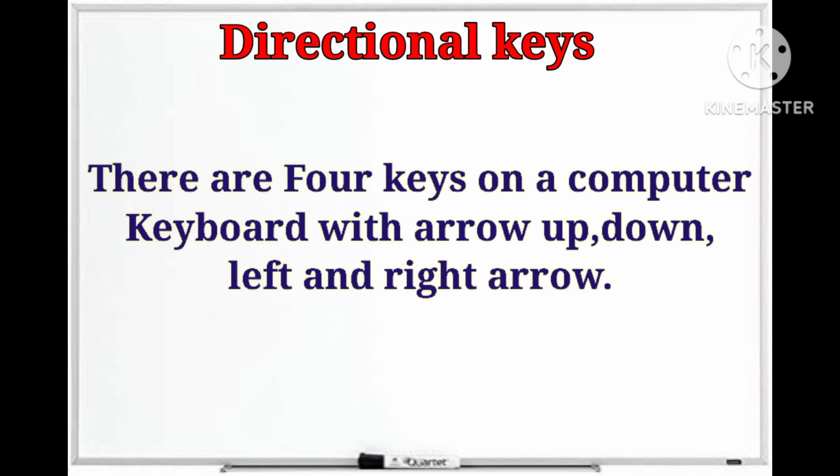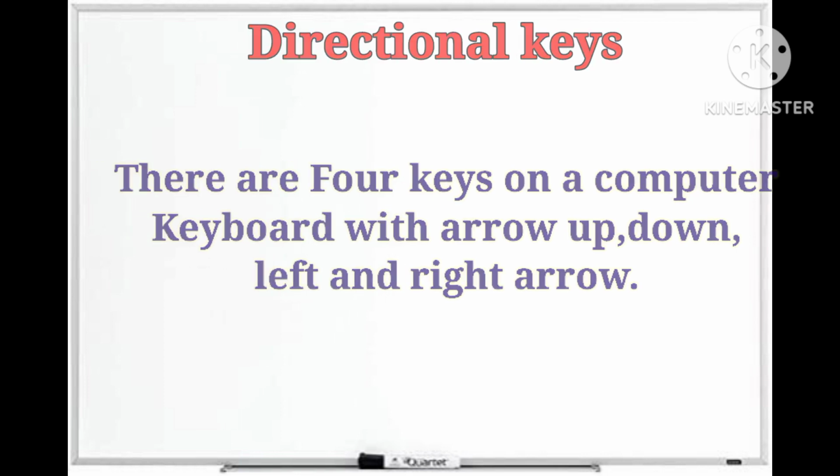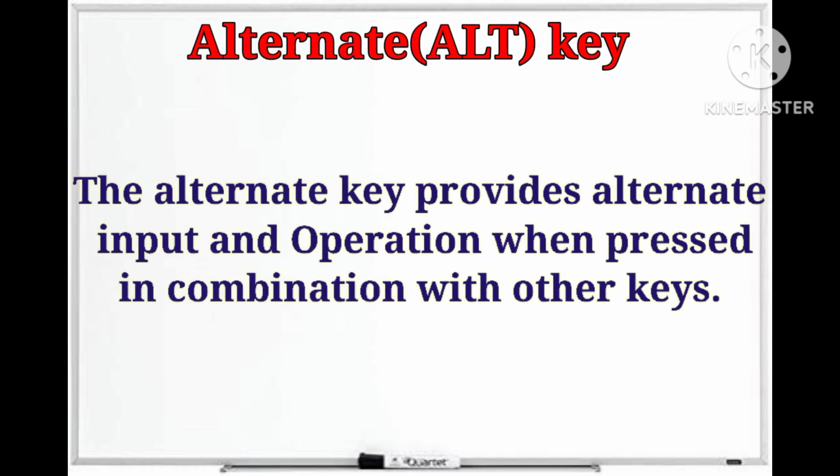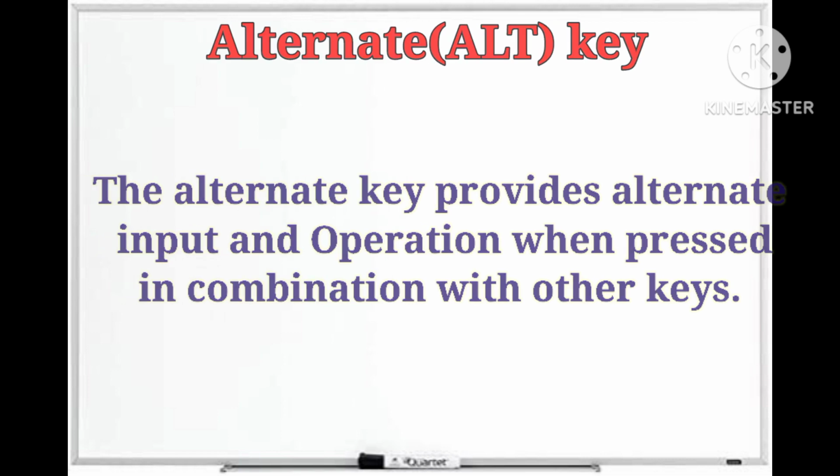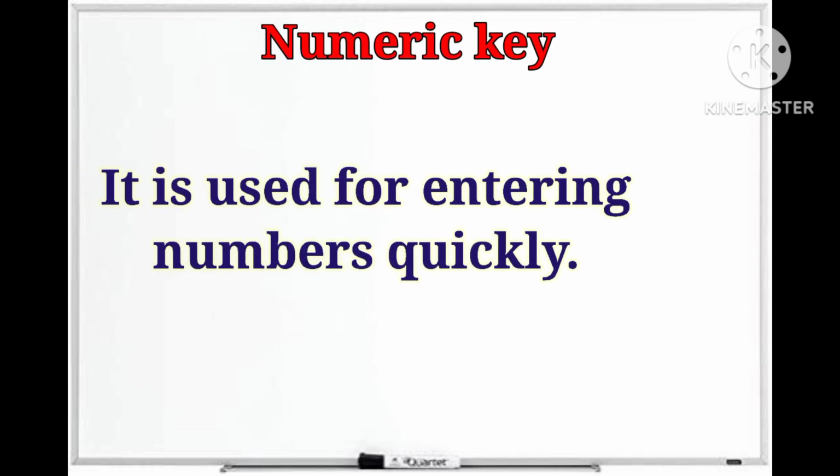Directional keys. These are four keys on a computer keyboard with arrows: up, down, left, and right arrow. Alternate key. The Alt key provides alternate input and operation when pressed in combination with other keys. Numeric key. It is used for entering numbers quickly.